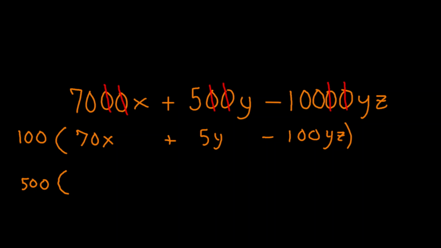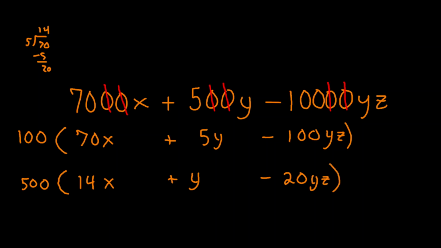So 70 divided by 5. Let's go ahead and do some math over here, just very quickly. We're going to get a 14. So this is 14x. Plus 5 divided by 5 will give you 1, so this is 1y. So we just write y. And then lastly, we have 100 divided by 5 will give you 20. And we still have yz. And we're done. And that's all there is to it.